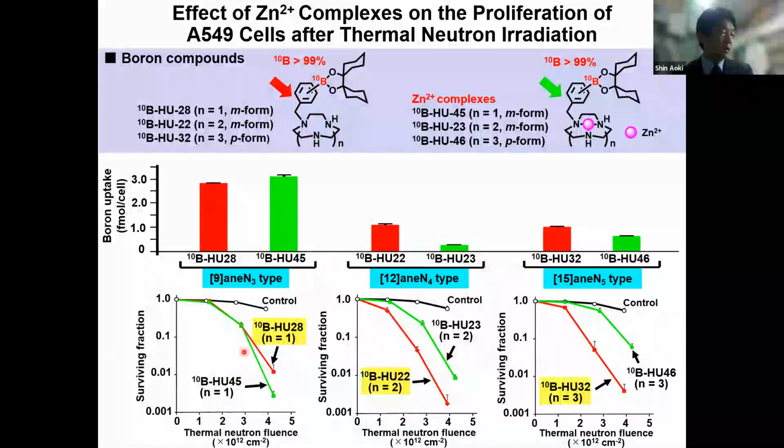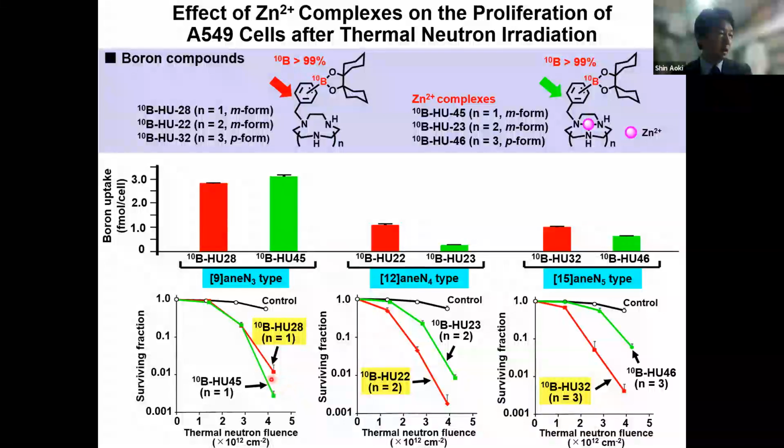However, this graph indicates the effect of this compound on BNCT, showing the surviving fraction from the original number 1 to 0.1, 0.01, 0.001. And this graph shows that the B10 HU45 gene complex has the highest BNCT effect, higher than the B10 HU28.